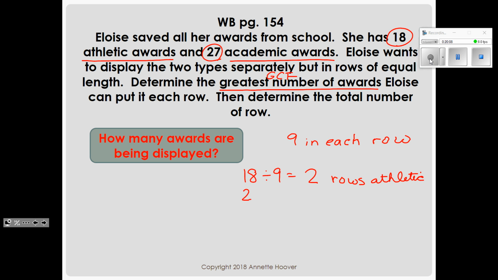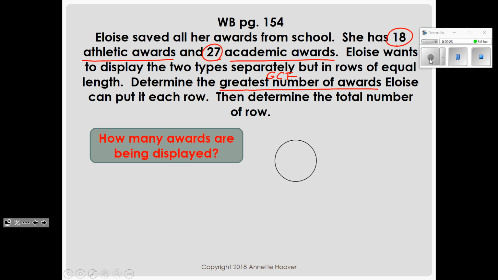There are 27 academic awards. There's 9 in each row, so we divide by the GCF, and we would find out that there's 3 rows of academic awards. So the total number of rows would simply be 5 because you add those two together. So in these scenarios, you always look for the greatest common factor, and then you have to, of course, read it and ask yourself, what is it asking me to find? But many times you have to go back and divide the number by the greatest common factor in order to find out the number of rows.